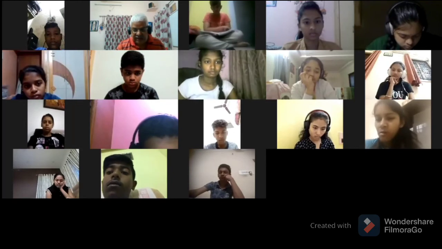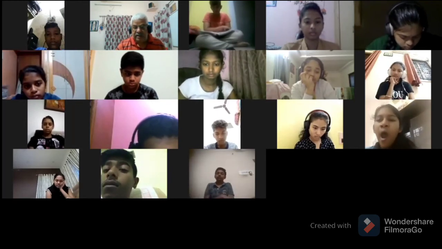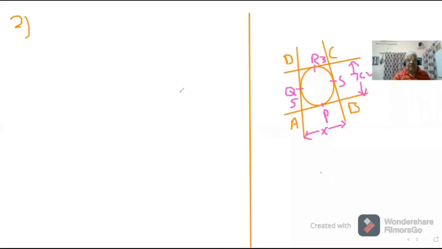Here is the second question for you all. The circle is there, and the touching tangents are given from the outside. RC measurement is 3 centimeter, AQ measurement is 5 centimeter, BC measurement is 7 centimeter, and you have to find the value of AB. This is the question from the ICSE textbook.